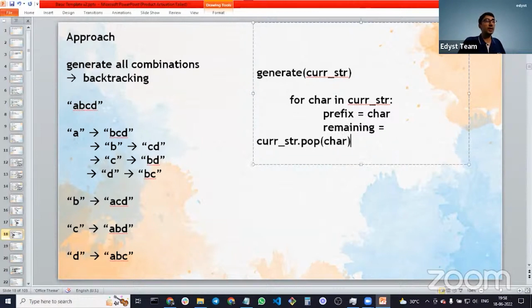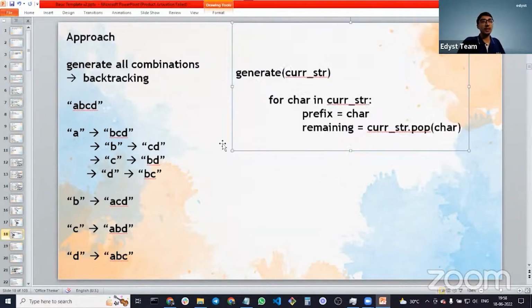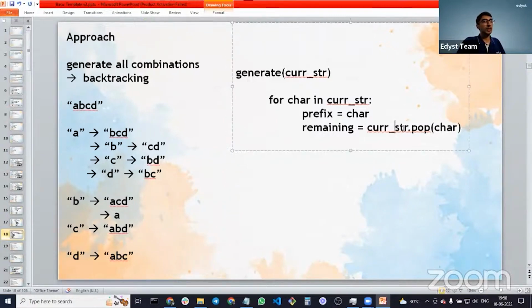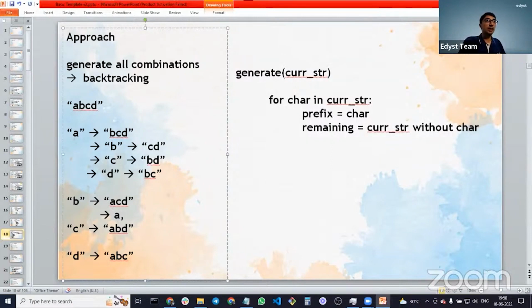pop, let's say character. When I pop, I'm just saying remove that character from it. Meaning, let's say for ACD, I give A the chance first of all. I'm giving A the chance to be the character. A better way to say it is not current string dot pop, but remaining is, let's say, current string without character. Again, it's pseudocode, so syntactically it's not correct. But yeah, I'm saying let's give A the chance and the remaining becomes C and D.